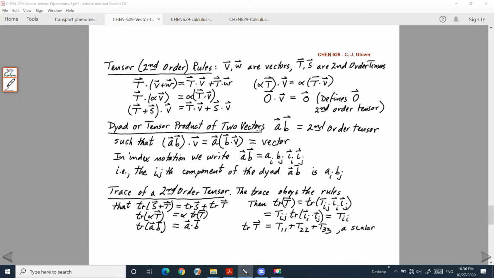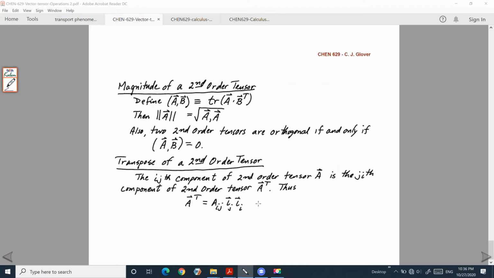Tensor product of two vectors. Okay, let's say we have two vectors a and b multiplied by each other, and that product with another vector gives the result. So this is the trace of a second order tensor, which you can find from this formula. And the magnitude, the norm of the second order tensor, can be given by this formula if they are orthogonal to each other.